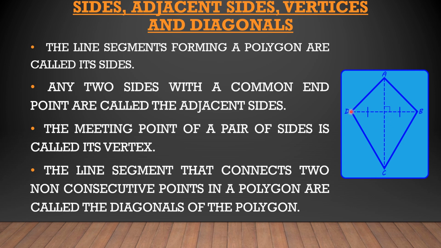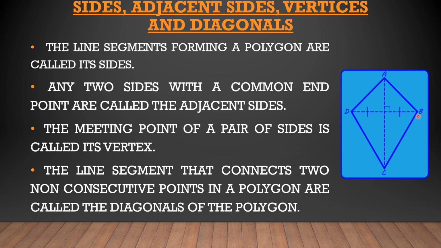Suppose first of all I'm starting with this point D. So DA and AB, for these two sides point A is common. So this is an example of adjacent sides. Now for the next one, start from point A, AB and BC. Since here point B is common, this is the second pair of adjacent sides.